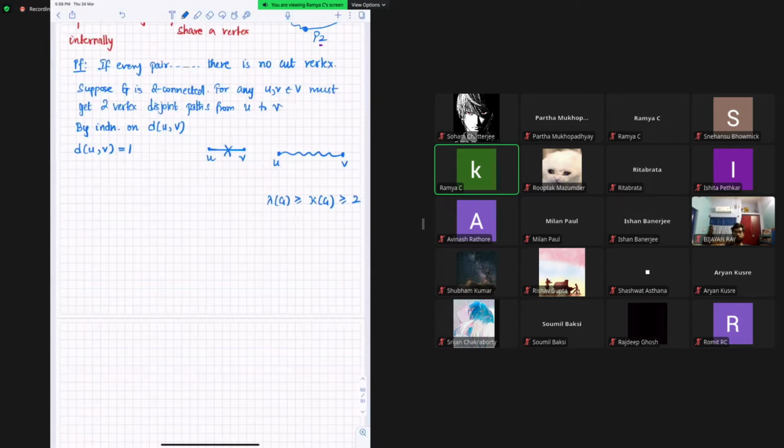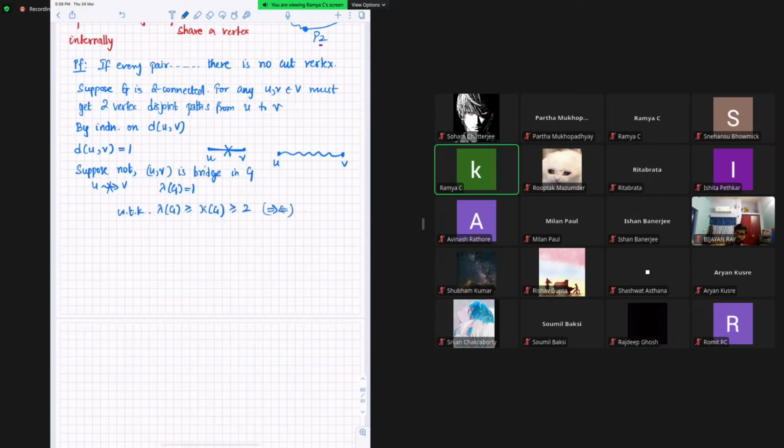So suppose the distance is one and there is no other path from U to V. Then it means that UV is a bridge in G. By removing this edge UV, I can disconnect the original graph. Then this means that lambda of G is equal to 1. But we know that this inequality is true, so this is a contradiction. So is everybody convinced with the base case?